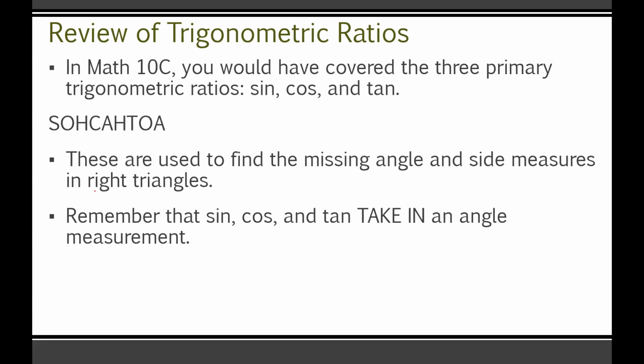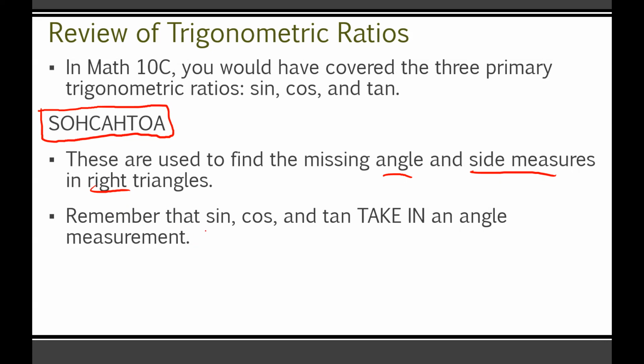What you might have learned back in Math 10C is this little thing to remember what does what. It's called SOHCAHTOA. SOHCAHTOA is just a really nice way of remembering what each of these trigonometric ratios are. I'll explain that in just one second. Just remember that sine, cos, and tan are used to find the missing angle and missing side measures in right triangles. So just like Pythagoras, this only works when you have a right triangle.